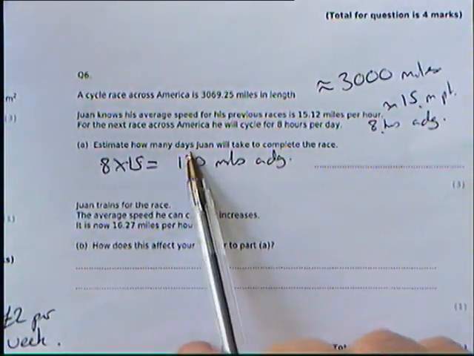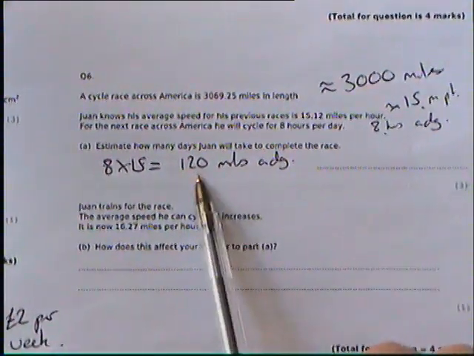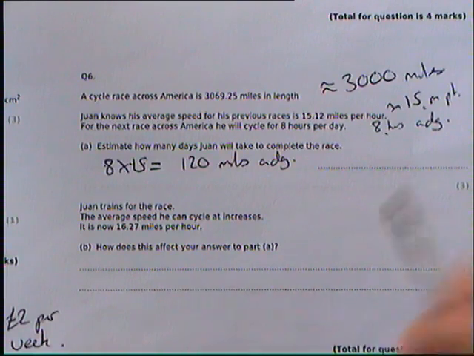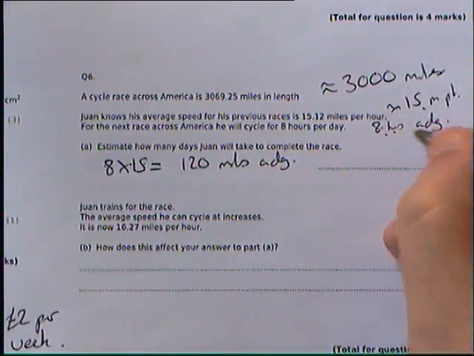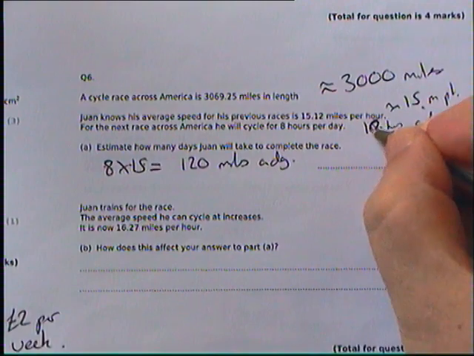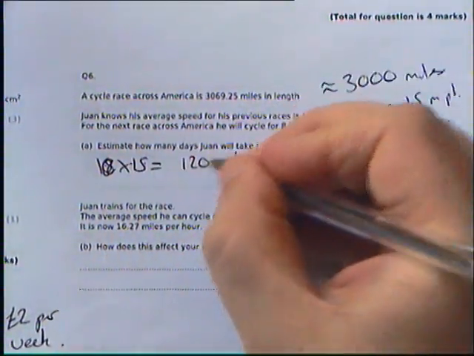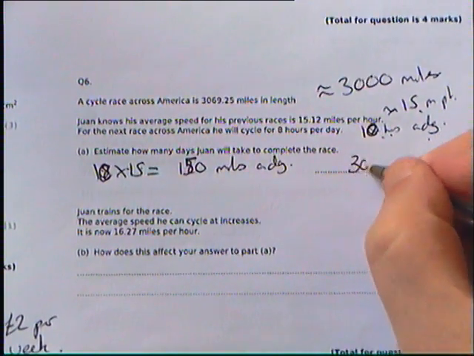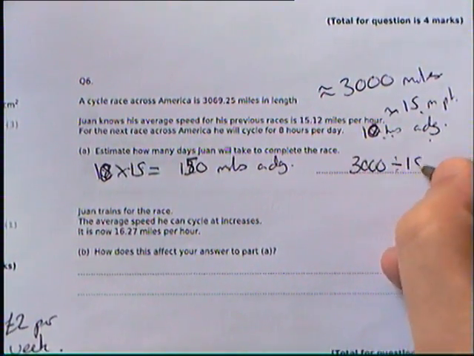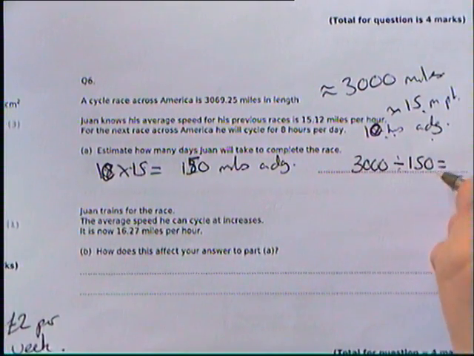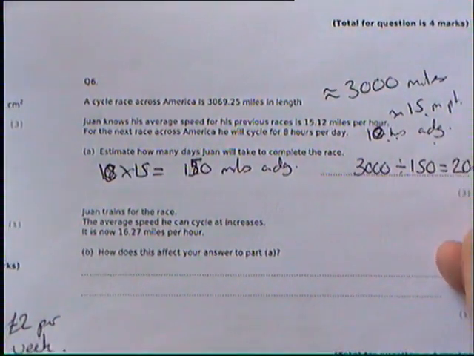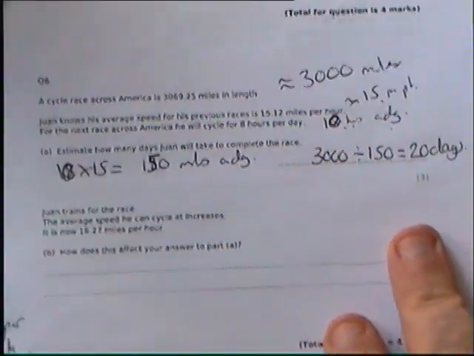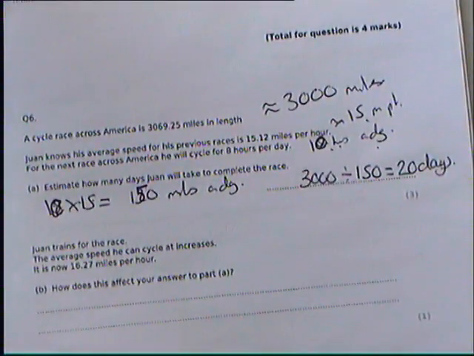Now, I'm looking at this and going, well, I need to split that 3,000 into that 120 miles. That's not particularly that easy. So actually I'm going to say, instead of being 8 hours a day, that's about 10 hours a day. So I'm going to round that up to 10 hours a day, which gives me about 150 miles a day. So therefore, I can just do 3,000 miles divided by 150, which gives me about 20 days, roughly speaking. Okay, so I'm making the sums easier so that I can do them without a calculator.